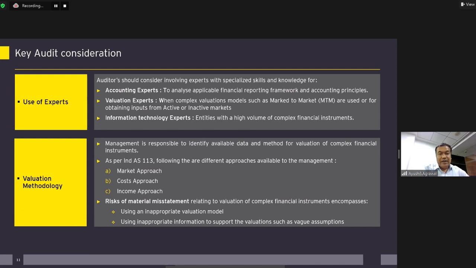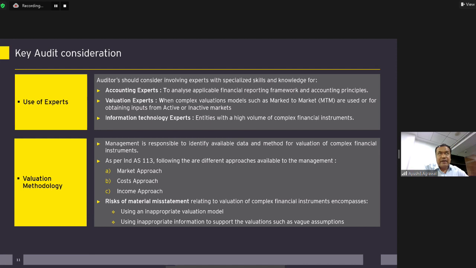Then valuation methodology, as I said, when such instruments are there, let's say an investment in an unlisted company, the fair valuation will not be readily available and the company will take help of a valuation expert. And in turn, the auditor should also take help of the valuation expert in order to vet the assumptions which have gone into the valuation of the asset.